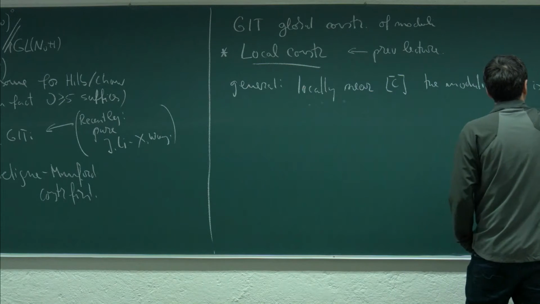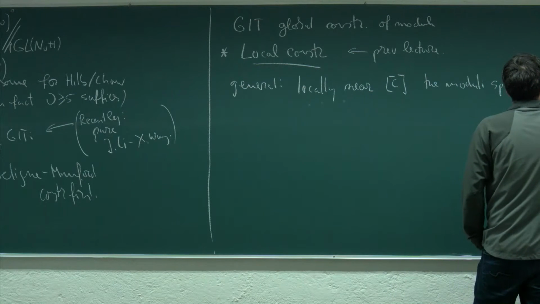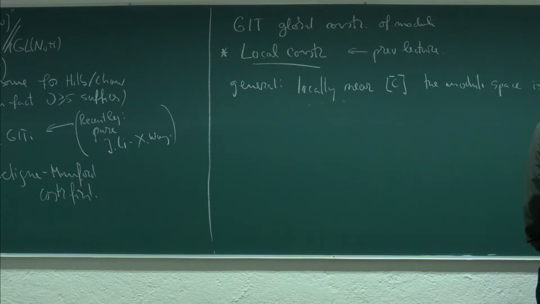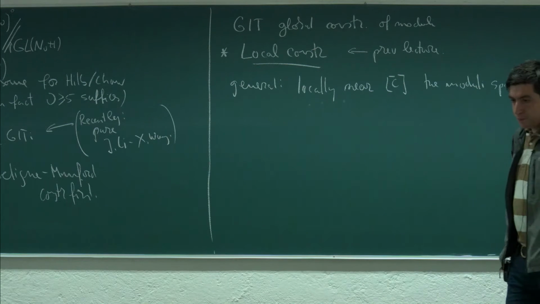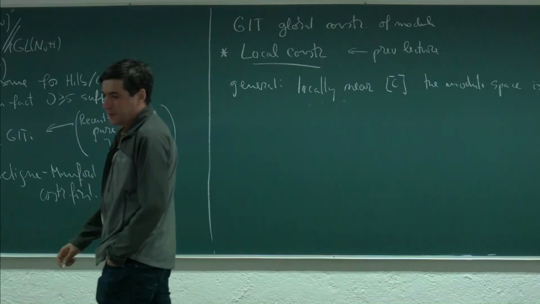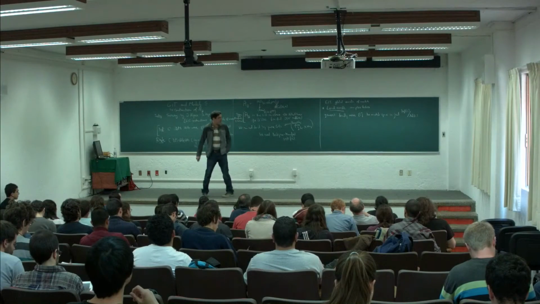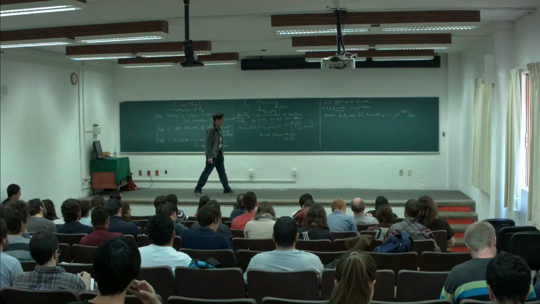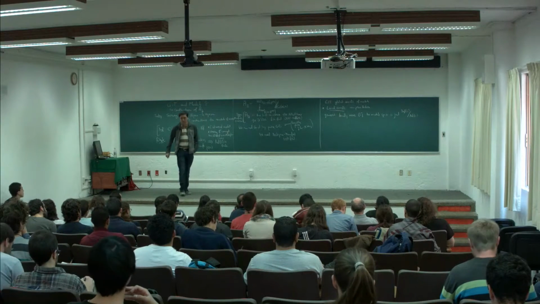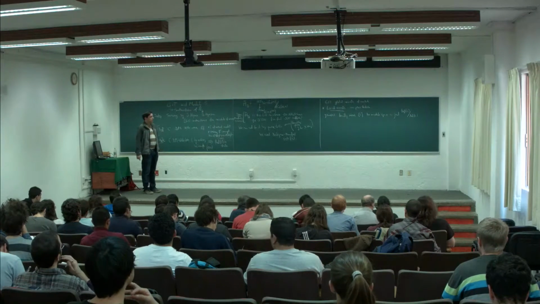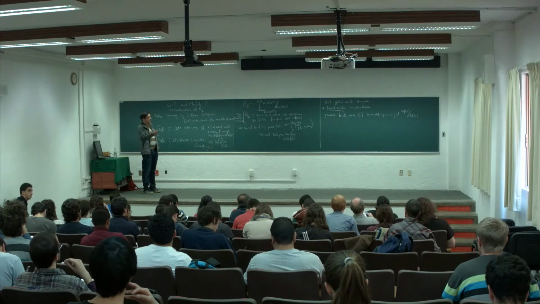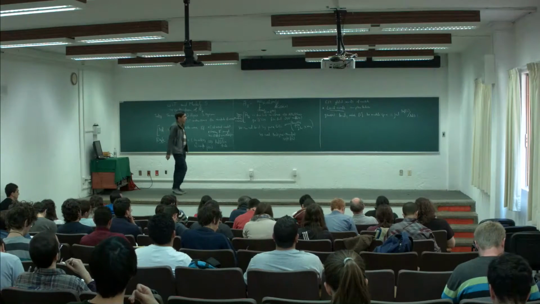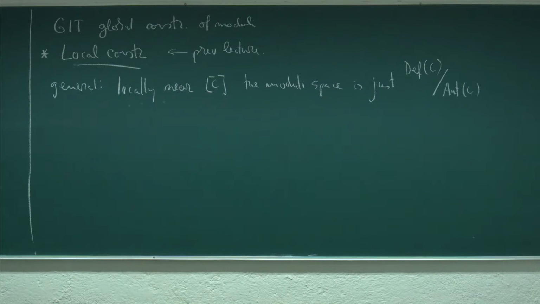is just the deformation space of C modulo the automorphism group of C. Is that in the algebraic theory or in the analytic theory? I will say in a minute. For the moment, just by thinking, this is basically that.